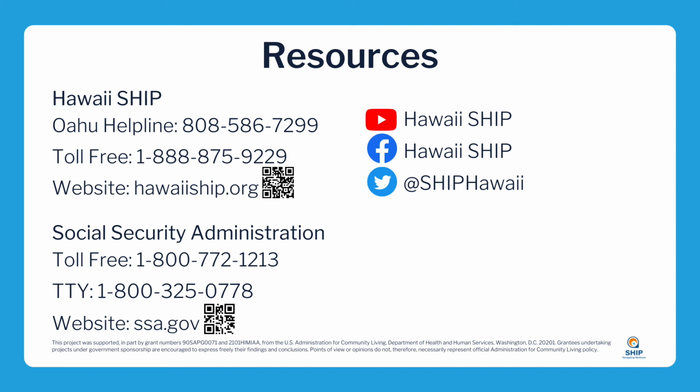Go to the Social Security Administration website by scanning the QR code with your smartphone, or go to your internet browser and type ssa.gov. If you have questions or need assistance, contact the Social Security Administration by calling the toll-free number provided here on our resource slide.